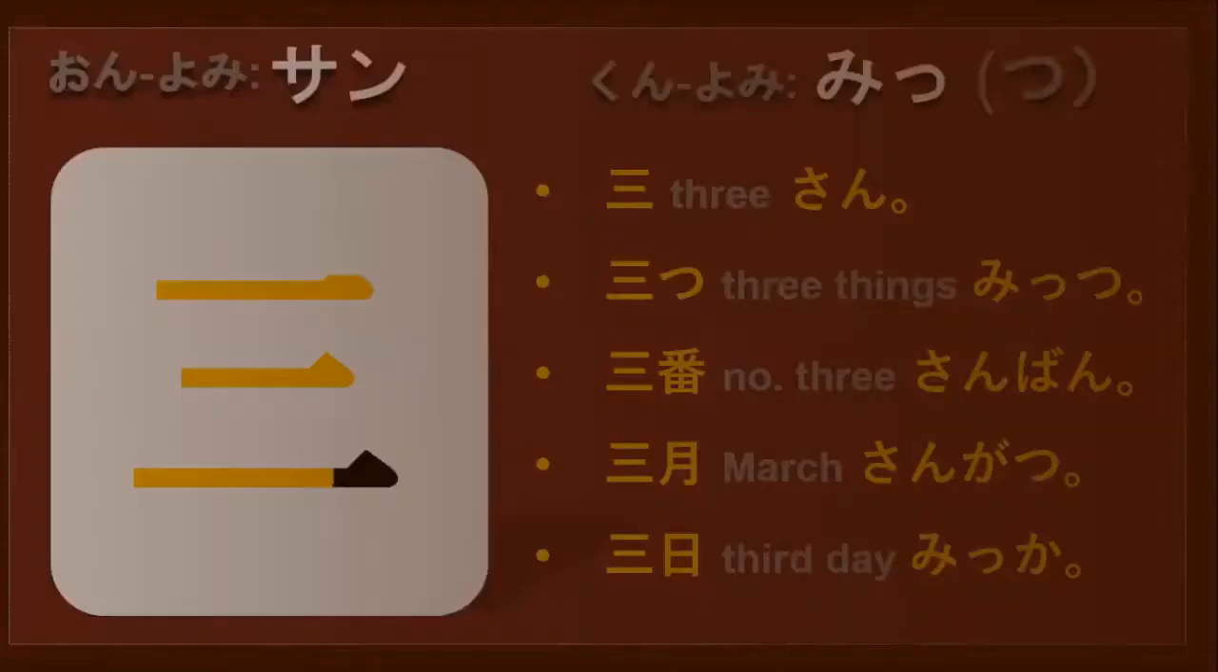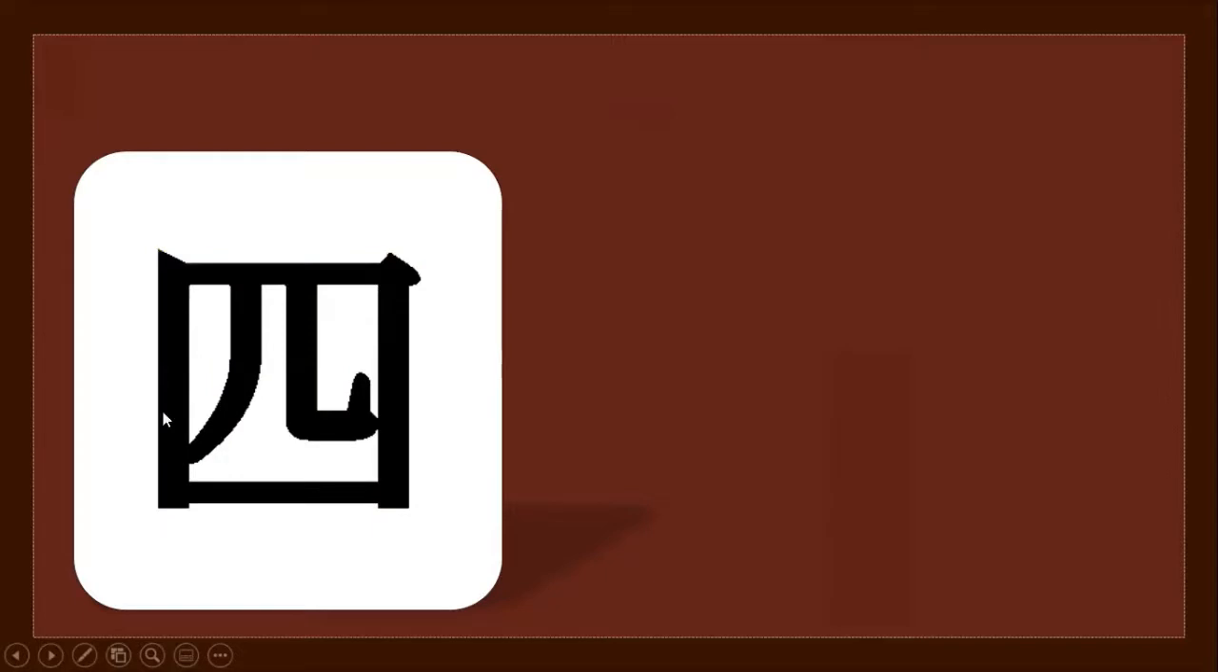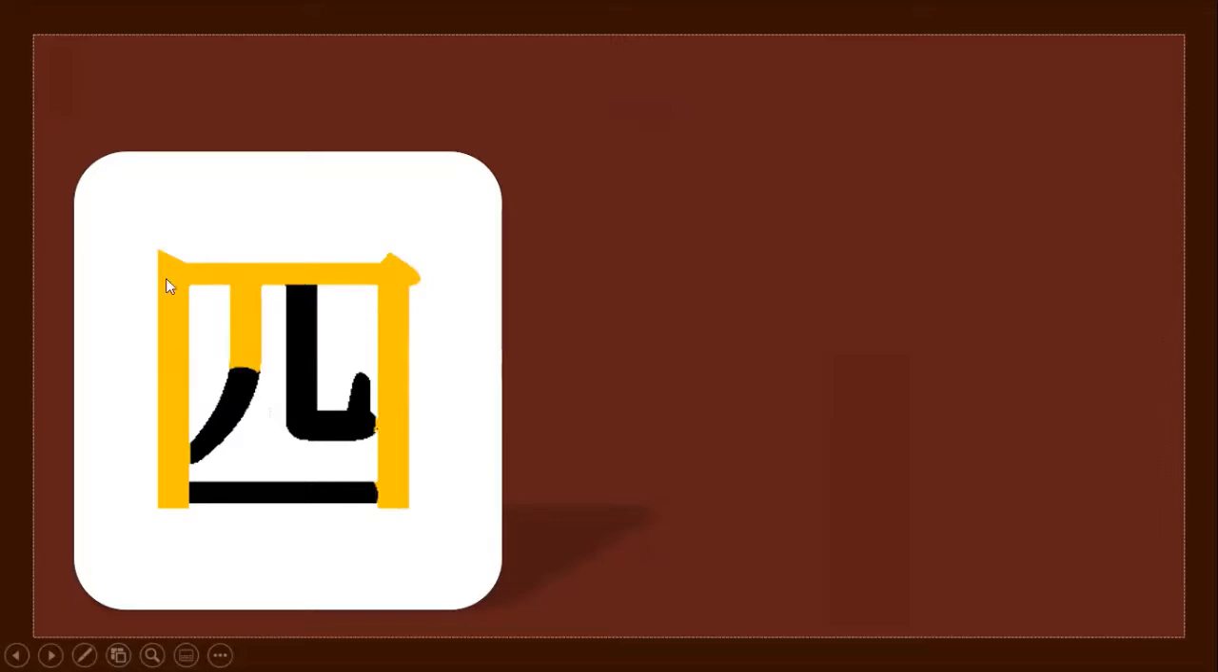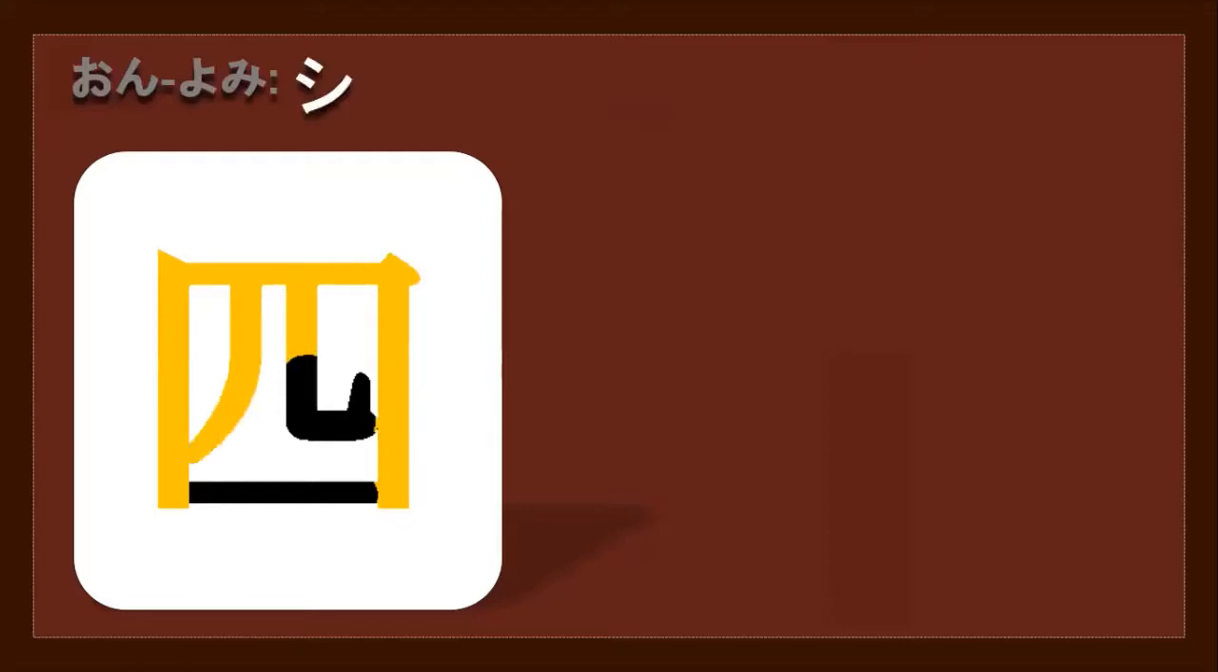Now let us look at number 4. So 1, 2, 3 was easy, and now it gets complicated. So this 4, this is how we write the kanji. So first stroke, stroke 1, stroke 2 is like this, and then third, fourth, and fifth. Okay, and the onyomi is shi, she.